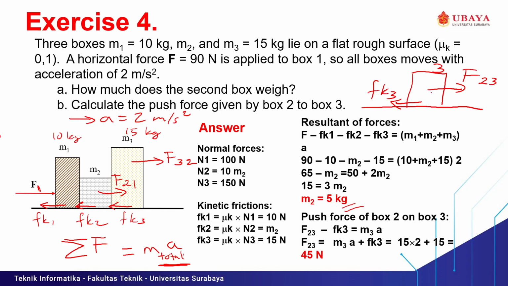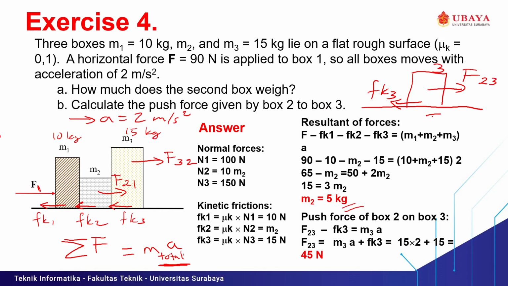In the third box, that's all the forces applied on the horizontal axis. We don't need to include F21 because F21 is not applied to box 3. So the diagram for the forces in the horizontal direction for box 3 is only two forces: F23 or F32 on the left, and Fk3.